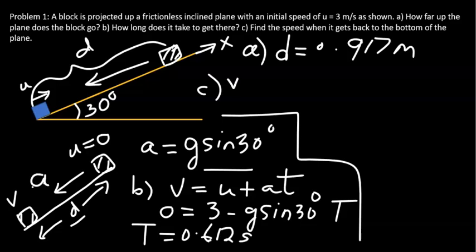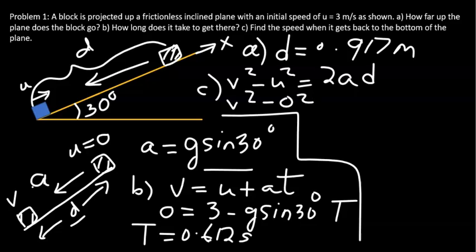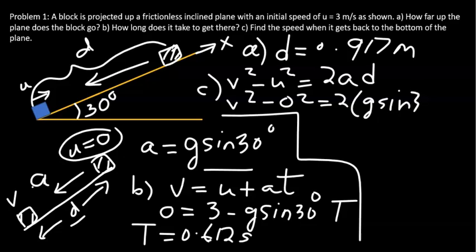We can use the same kinematics equation to solve for part C. v squared minus u squared equals 2ad, where now v is what you want to determine. u is now 0, that's u, equals to, the acceleration now will be positive because the object is accelerating down the plane, causing the speed to increase, with the same magnitude, g sine 30 degrees, times the distance d, the same distance 0.917. Now we can solve for v.